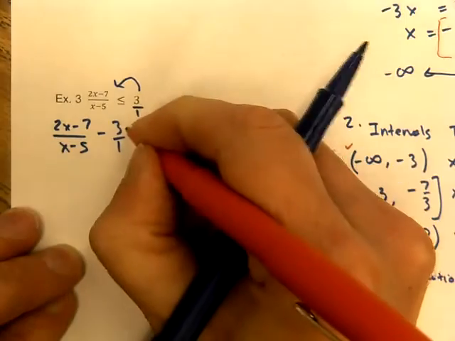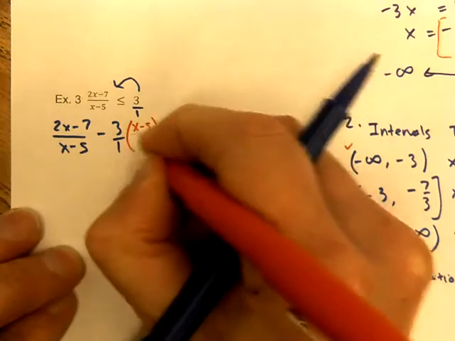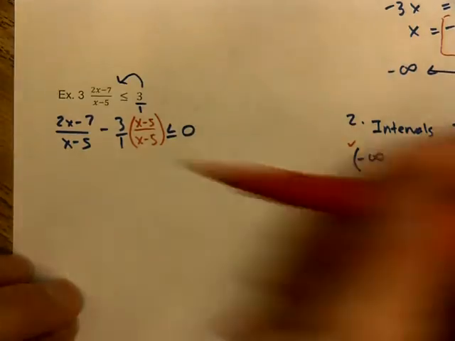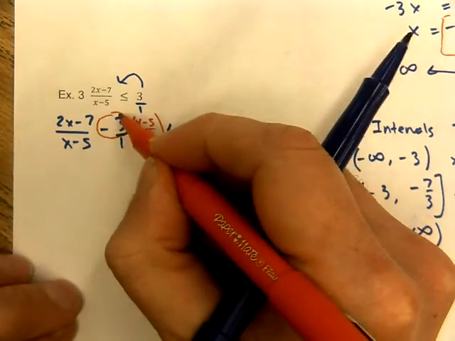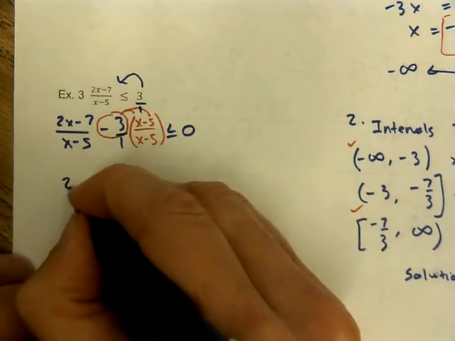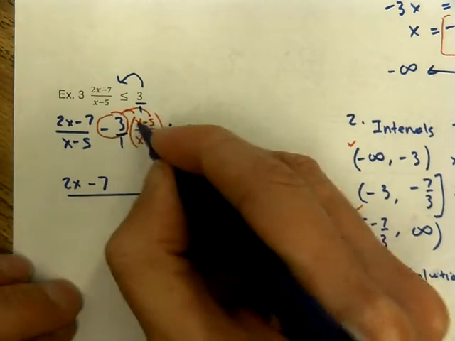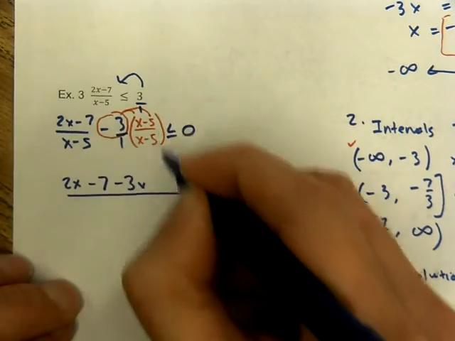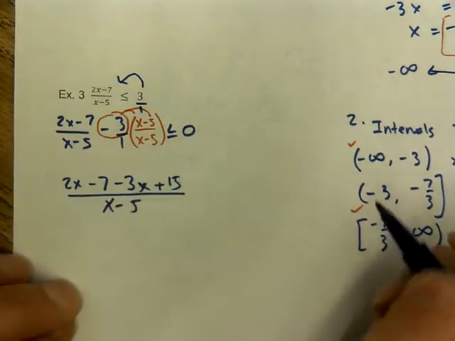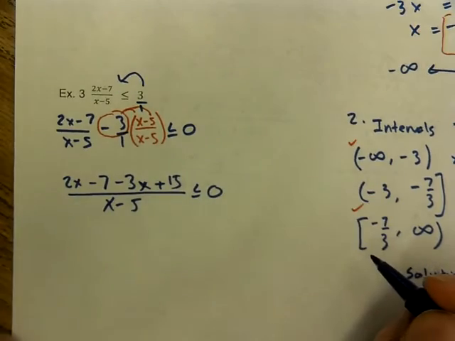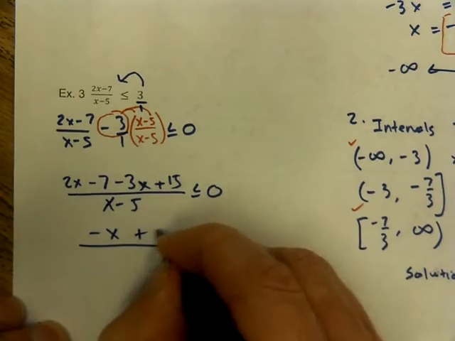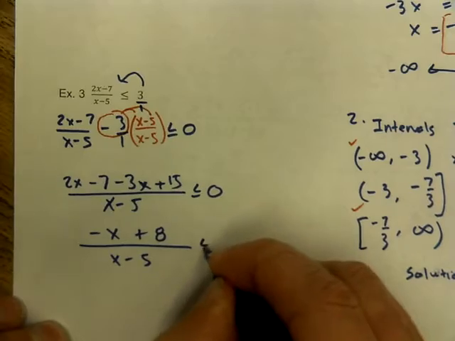But of course we don't have a common denominator, and that's what we need. So let's multiply top and bottom by the other denominator. And don't forget, we want to include that negative with the 3 when we distribute to the binomial. So our numerator is 2x minus 7, and a -3 times x, and a -3 times a -5, so +15 there, over that common denominator of x minus 5. Let's combine the like terms, so 2x minus 3x, and -7 plus 15 over that common denominator.